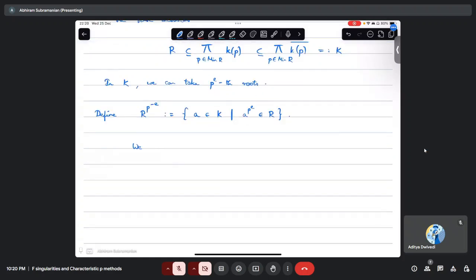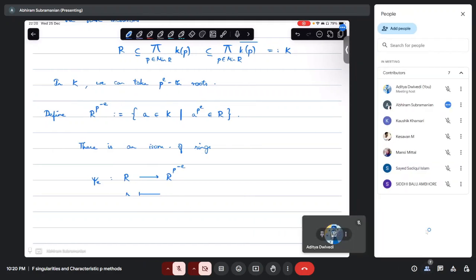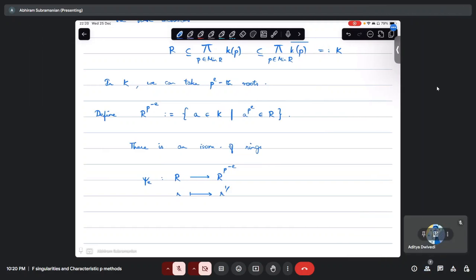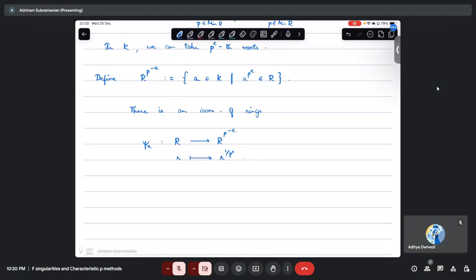And then there is an isomorphism of rings, which I'll call psi_e, from R to R^(p^(-e)), where an element r is sent to its p^e-th root. You can check that this is an isomorphism of rings by the definition.